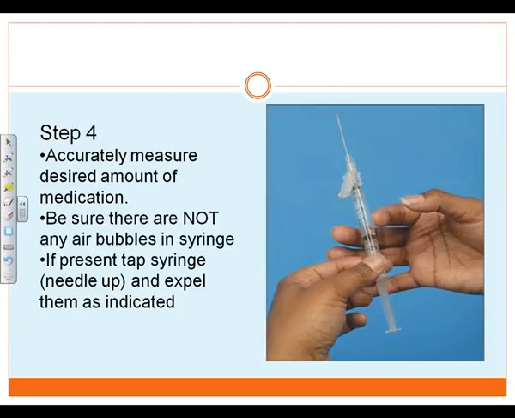Alright, accurately measure the desired amount of medication. Be sure there's not any air bubbles. And air goes up, so if you hold the syringe down and you're tapping it trying to get it out, it's never going to come out. Okay? Hold your needle up, tap it, get the air to the top, and then squirt it out.